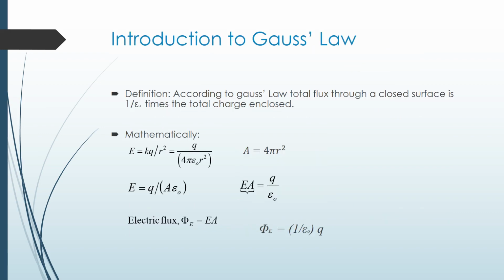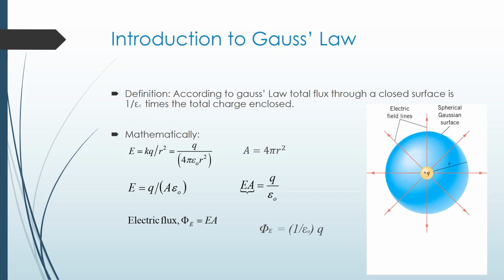Now, introduction to Gauss's law. According to the definition, Gauss's law tells us the total flux through a closed surface is always equal to 1 over epsilon naught times the total charge enclosed. In order to understand Gauss's law, consider the following figure. In the figure, we have a spherical Gaussian surface, which is a closed surface, and we have placed a positive charge at the center of the sphere.